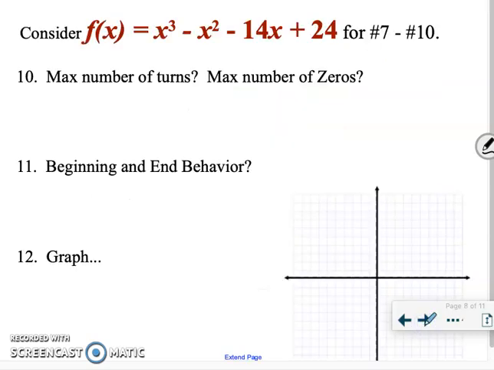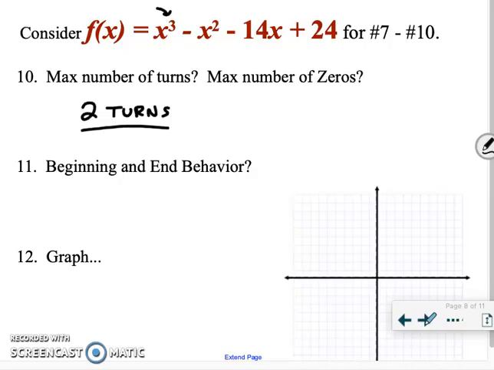All right, moving along here. Next up, you can see that we have the exact same function, I believe. We're just continuing on here. Now we want to figure out the maximum number of turns. This stems from the fact that the degree is 3, and that tells us there could be up to 2 turns. The way that we find that is the degree minus 1. It's as simple as that.